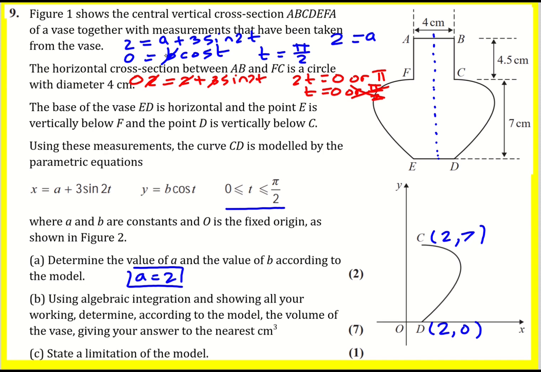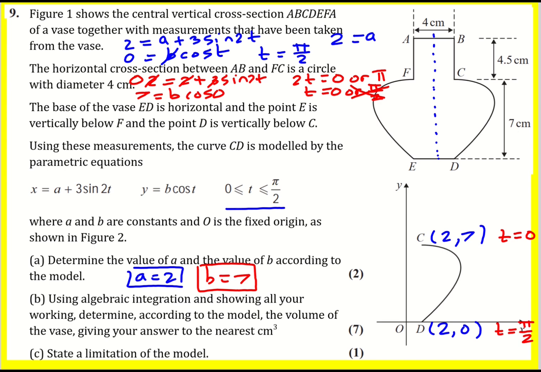And I haven't used the B yet. So I can say that 7 is equal to B cos 0. So B is 7. And let me just also highlight once more that here t is going to be pi over 2. And here t is going to be 0. We're going to be using that in a minute.